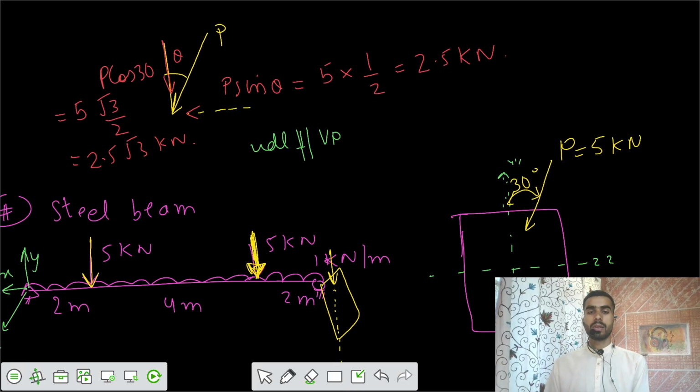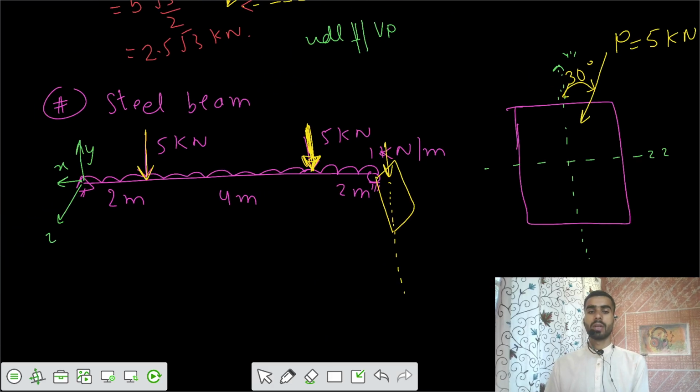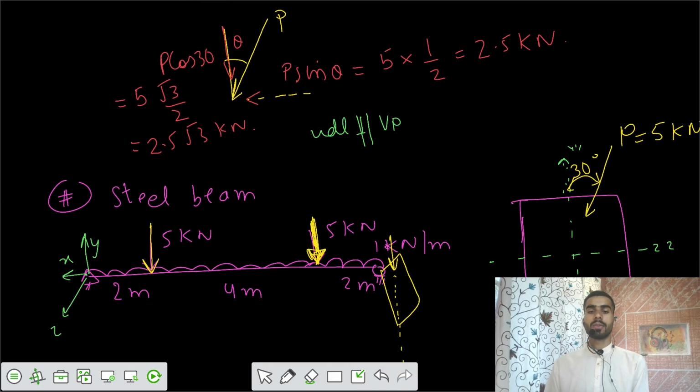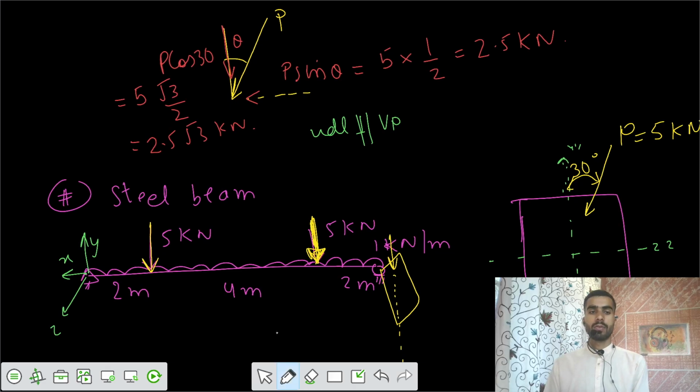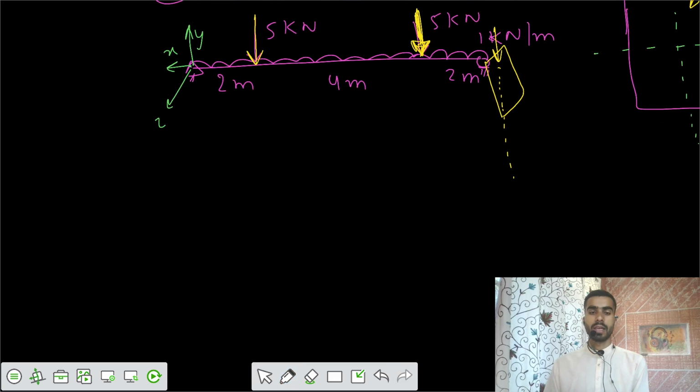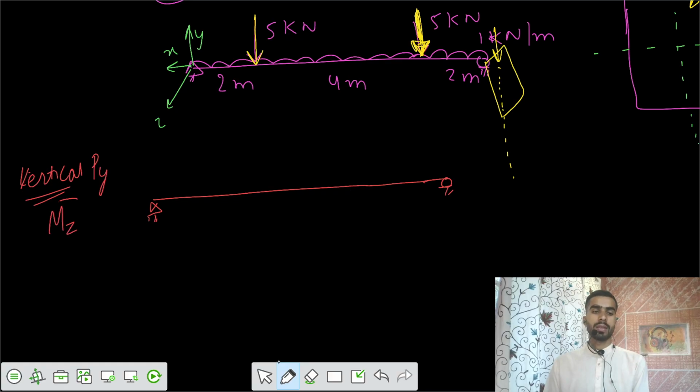So let's talk about the vertical loading first. Let's forget the component along the z-axis and talk only about the vertical loading of 2.5 root 3. You are only solving for the vertical loading, which means moments would be developed about the z-axis. So you are calculating the moment about z.